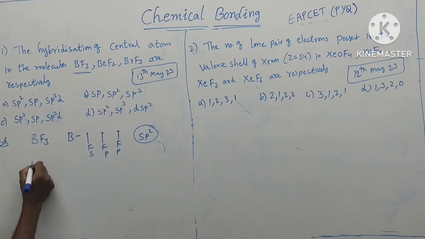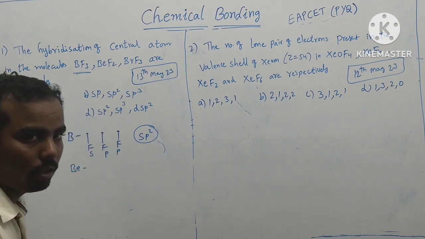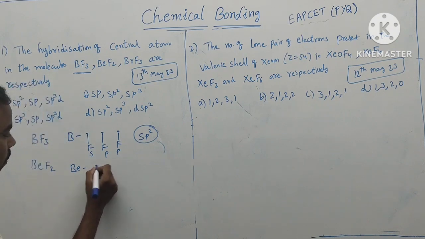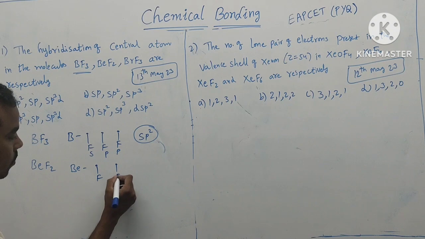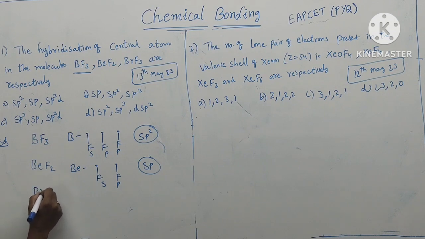Next, BeF2. The central atom is beryllium. Beryllium is which group element? Group 2A, that means the number of valence electrons is 2. So how many fluorine atoms? 2 fluorine atoms form 2 bonds. The hybridization is sp.